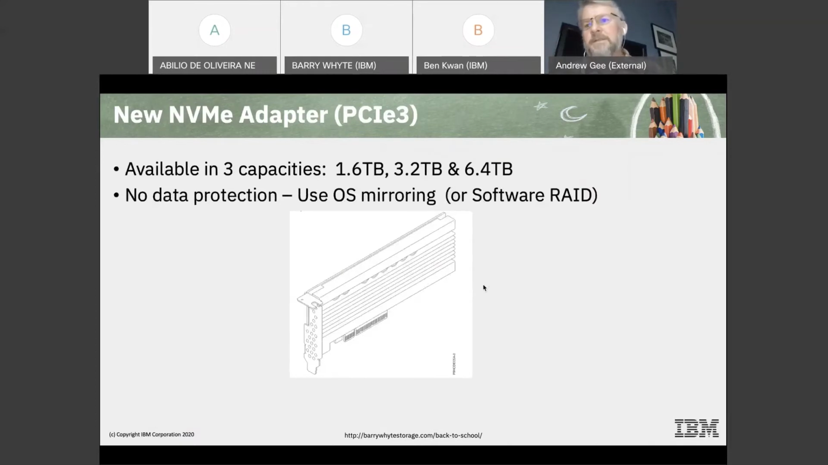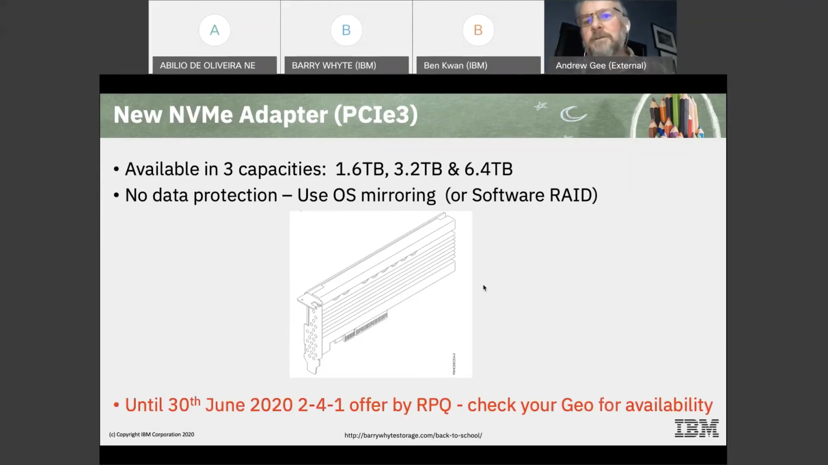What we also did to increase the I/O is we released NVMe PCI adapters. We have 1.6, 3.2, and 6.4 terabyte capacities on these drives. So this is for writing things to your log files or your data files, if this was in the server itself. These have no data protection. They don't have a SAS controller. So they're just a raw adapter. So you buy 2 and mirror them. And as luck would have it, until the end of June, again, there is a 2-for-1 offer on these, but just check your geo for availability and pricing.